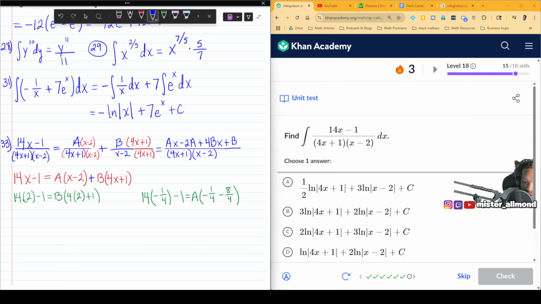What is that? 28 minus 1, 27, equals b times, or what is that? 8 plus 1 is 9b. B equals 3.